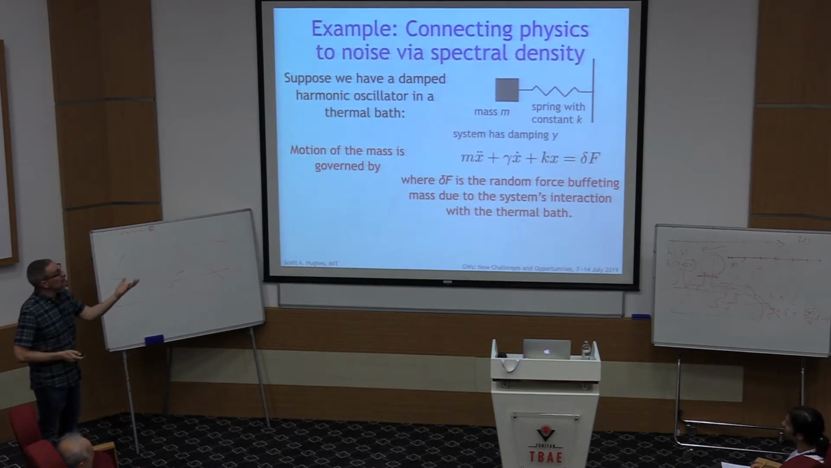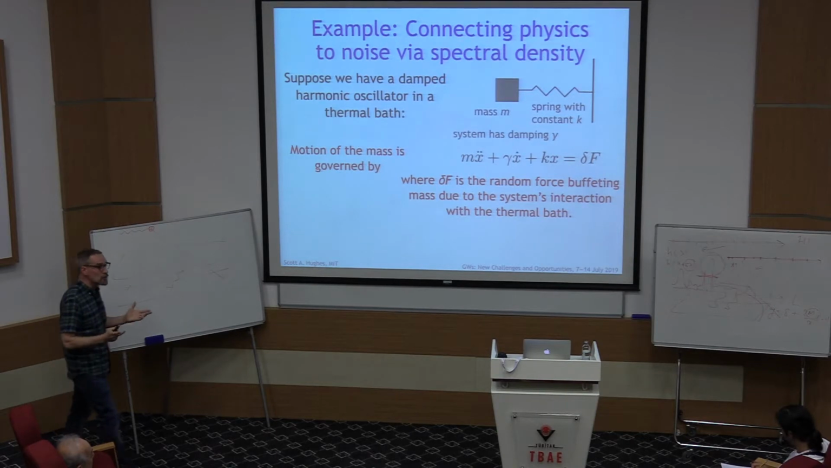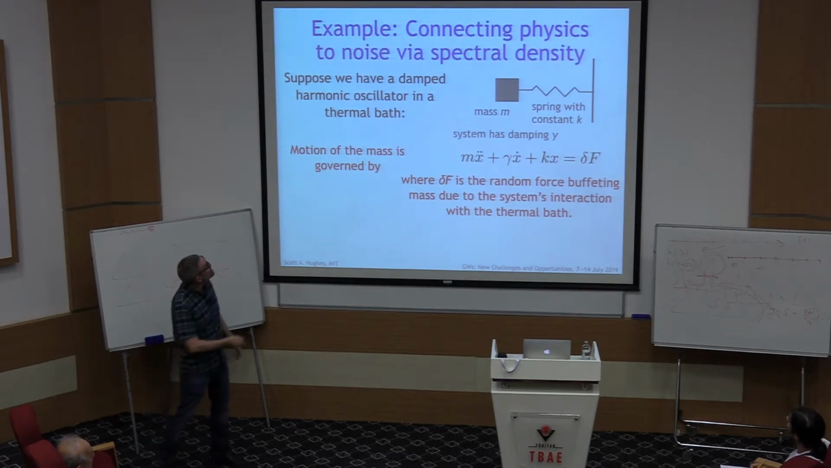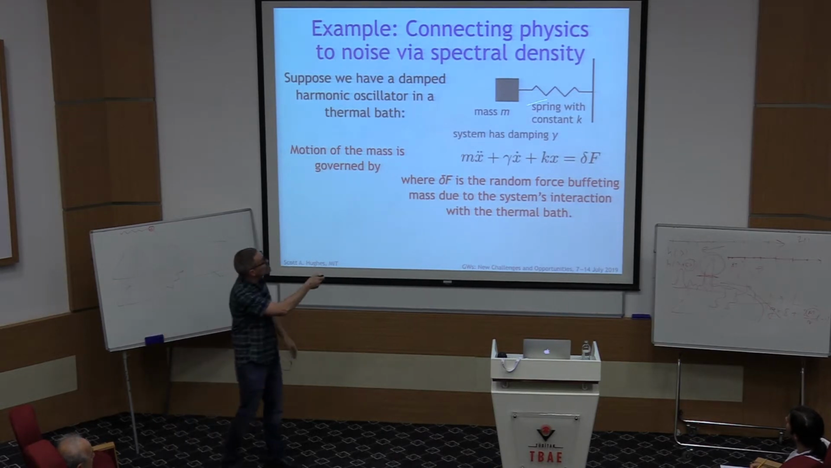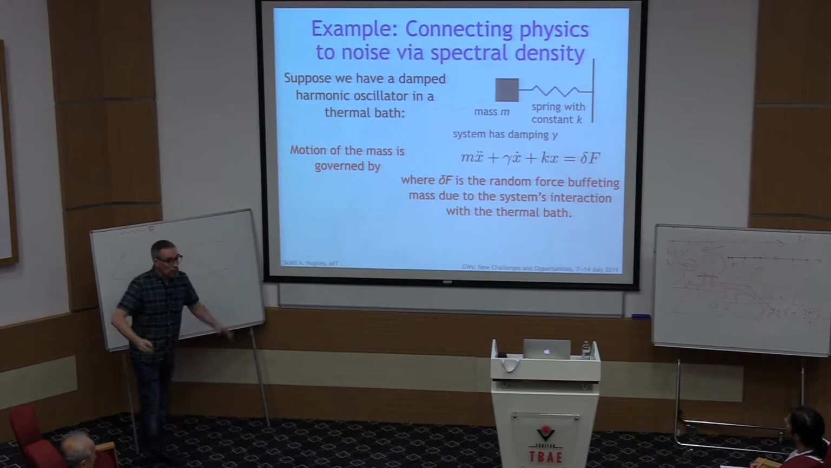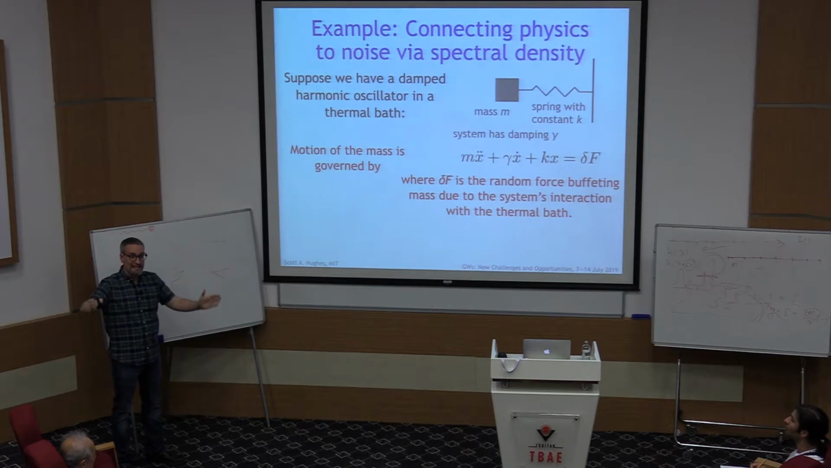But what actually is the noise? So what can I do with that spectral density? Let me walk you through a little bit of an example. Suppose I have a damped harmonic oscillator that is in some kind of thermal bath. So the spring might be warm. It may be in an atmosphere that's interacting with it. But I'm not going to actually force it. I'm just going to let it sit here.